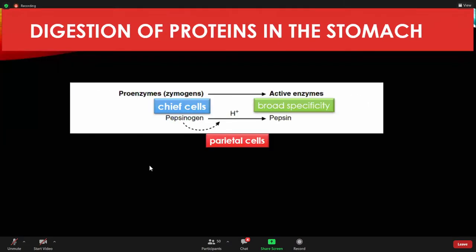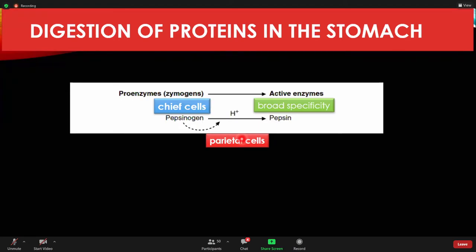How we activate our enzymes. Again, we have chief cells that are responsible for the secretion of the pepsinogen that will be activated to pepsin by the acidic condition in the stomach. And the acidic condition is generated by the secretion of hydrogen and chloride, not the secretion of HCl itself, from the parietal cells. So parietal cells don't secrete HCl.